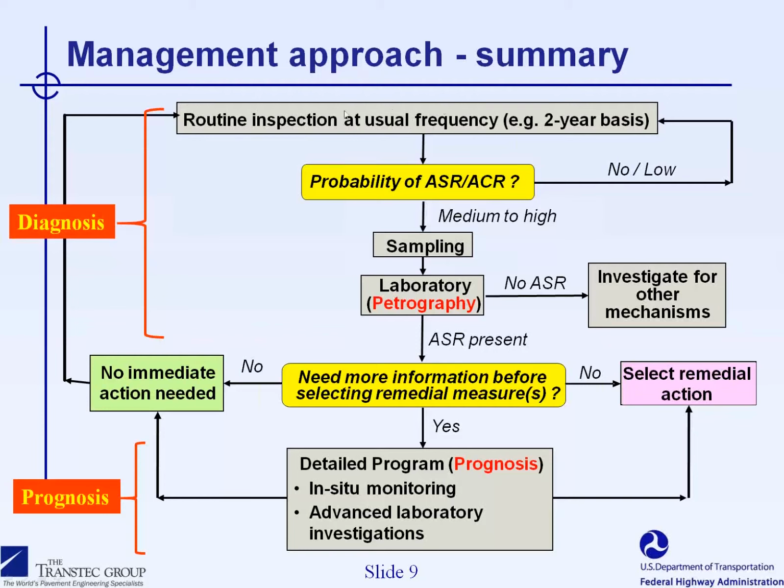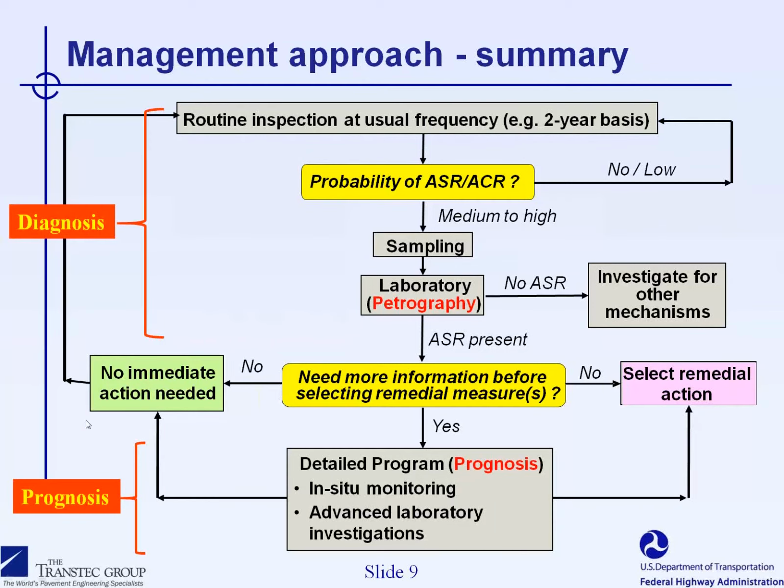So really, the logical pattern to evaluate ASR in concrete structures starts with the inspection by the field inspectors in order to identify ASR in concrete structure, and then based on the visual survey, a probability of the presence of ASR or alkali carbonate reaction, ACR, can be identified right there. If there's a potential for ASR or ACR to be present in the structure, there's a recommendation to take some samples, some cores, from the structure in order to confirm the presence of ASR or ACR in the structure.